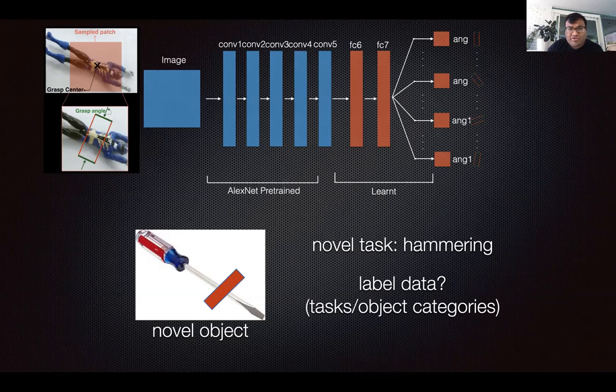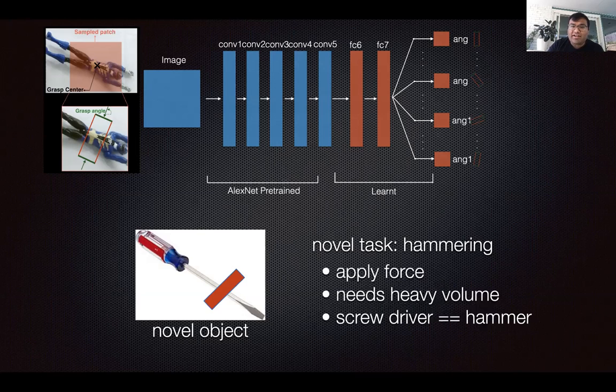So how do we humans solve this problem? Well, we know what the task of hammering actually means. The task of hammering means applying a force. It needs to apply the force with some heavy volume. And we also know that the screwdriver can be somehow mapped to a hammer, where the metal part becomes the handle and the handle part becomes the heavy hammer head essentially. And so in this case, our knowledge of what a hammering task looks like and how a screwdriver and hammer are related to each other in terms of instruments becomes very, very critical.